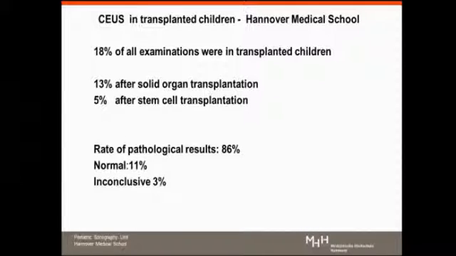80% of all the children investigated with CEUS in Hannover were transplanted children. So this is really a major group where CEUS can really help. And 30% of them had a solid organ transplantation, and 5% were after stem cell transplantation. And as we take a tight indication, the rate of pathological results was high with 86%, normal in 11%, and inconclusive only in 3%.